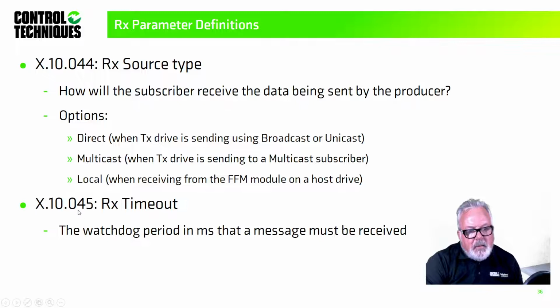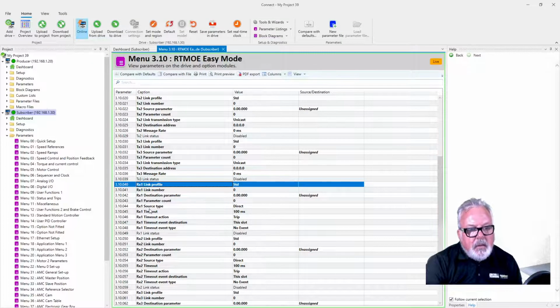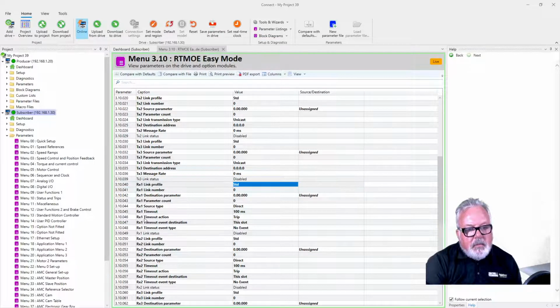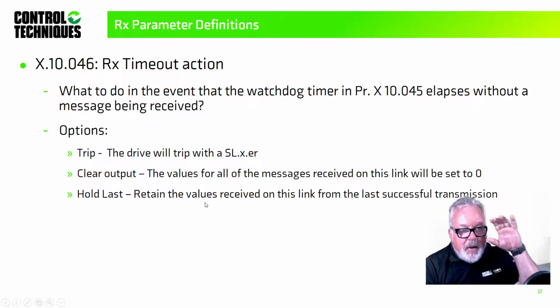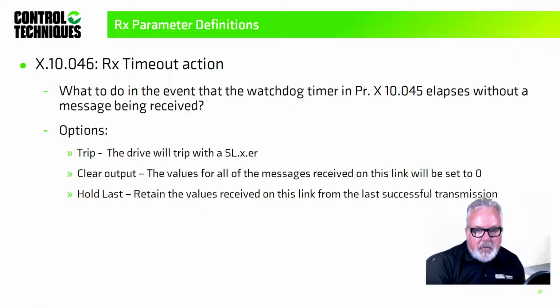And then finally, the timeout. This is a watchdog in milliseconds during which a message must be received. So let's go back and look at Connect quickly here. So here they are, timeout. Now what I'm going to describe next in the slides is the timeout action. This is more important than what you might think. What am I going to do as a receiver or as a subscriber in the event that the watchdog timer elapses without a message being received? How am I going to handle that?